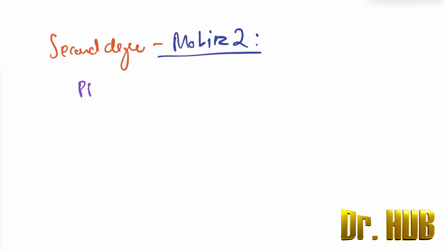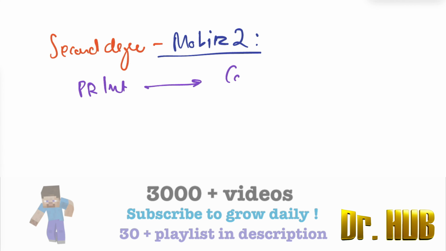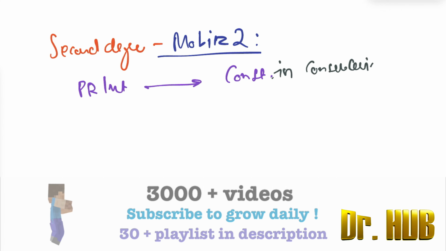So here the PR interval remains constant. You can call it constant, and this is in successive cycles. So it is constant in successive cycles.